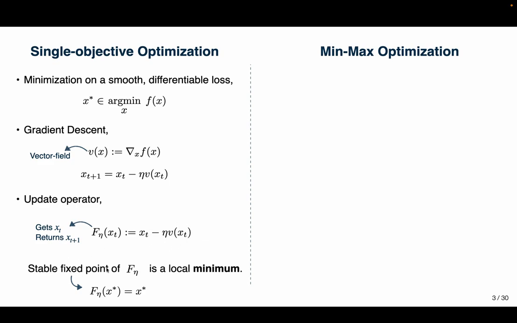Now the stable fixed point of this update operator of gradient descent is basically the local minimum. The stable fixed point is basically the point where our parameters do not change if we apply gradient descent any more. It's basically where the gradients are 0.